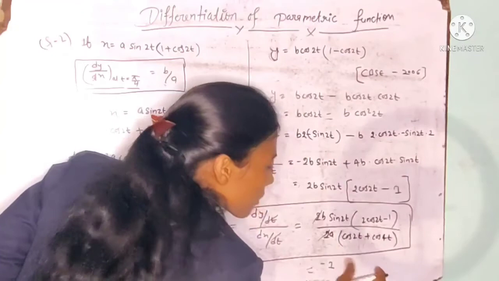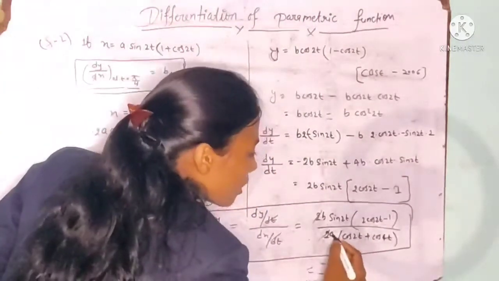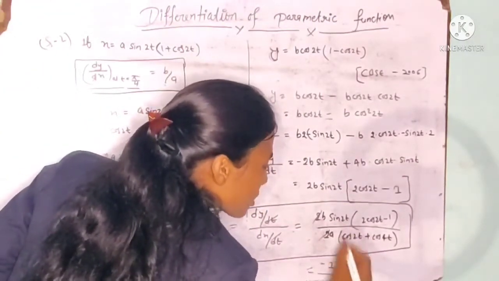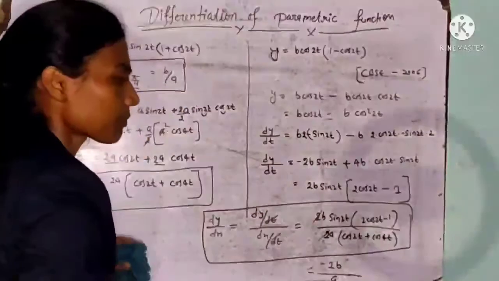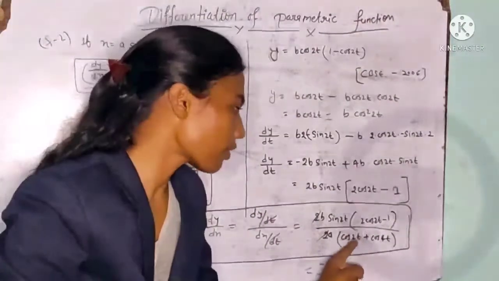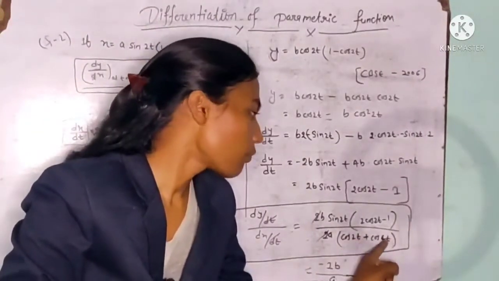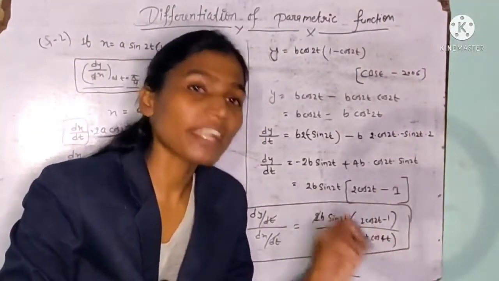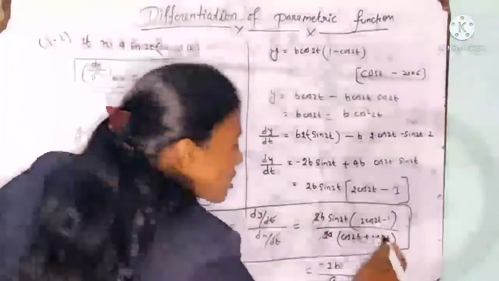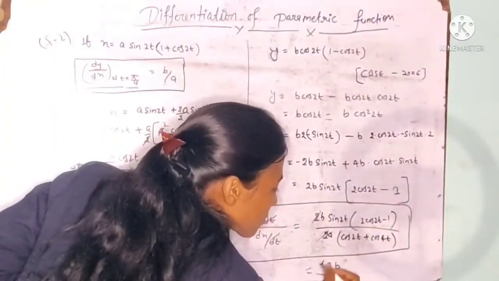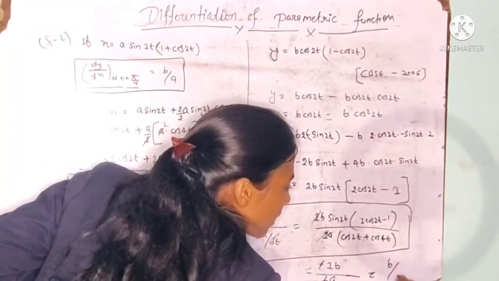Now see, on the below side a, b is upper side, a is down. What happens? See, cos 2t, 2 into pi by 4 is cos 90, but 4 into pi by 4 is cos 180 degree. So cos 180 degree should be minus 1 value. So this minus comes here. So minus minus we get cancel, b by a.